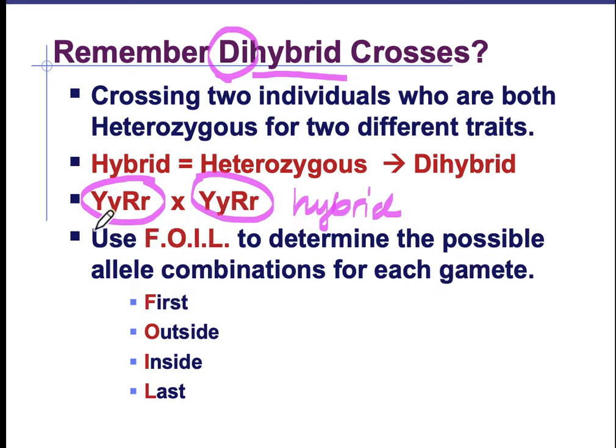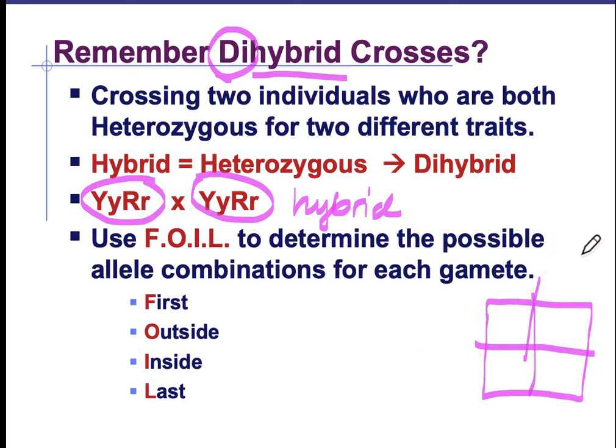So looking at these, in our monohybrid crosses, it was pretty easy to figure out where the alleles for the gametes would go on our square, because you only have 4 boxes. Forgive my crooked line. You only have 4 boxes, and you have 2 alleles for each individual, right?